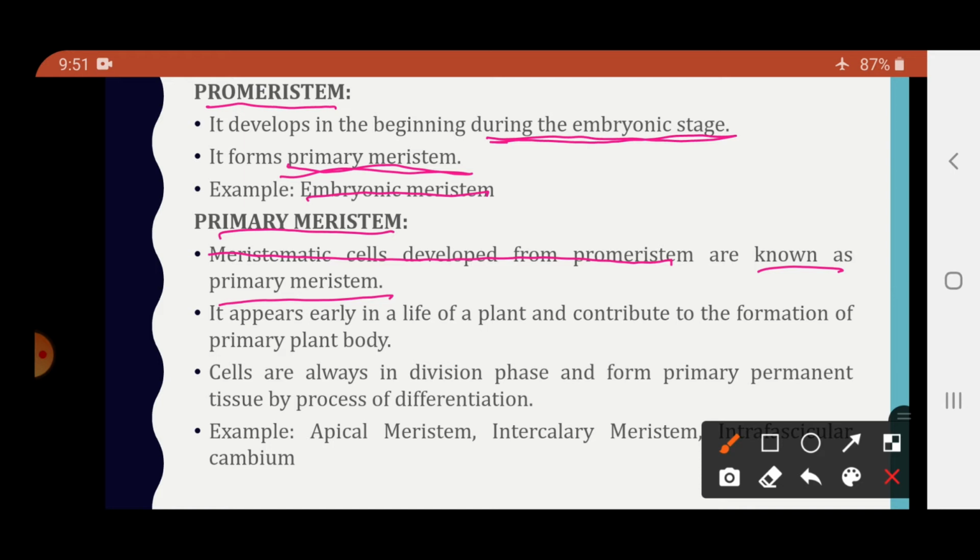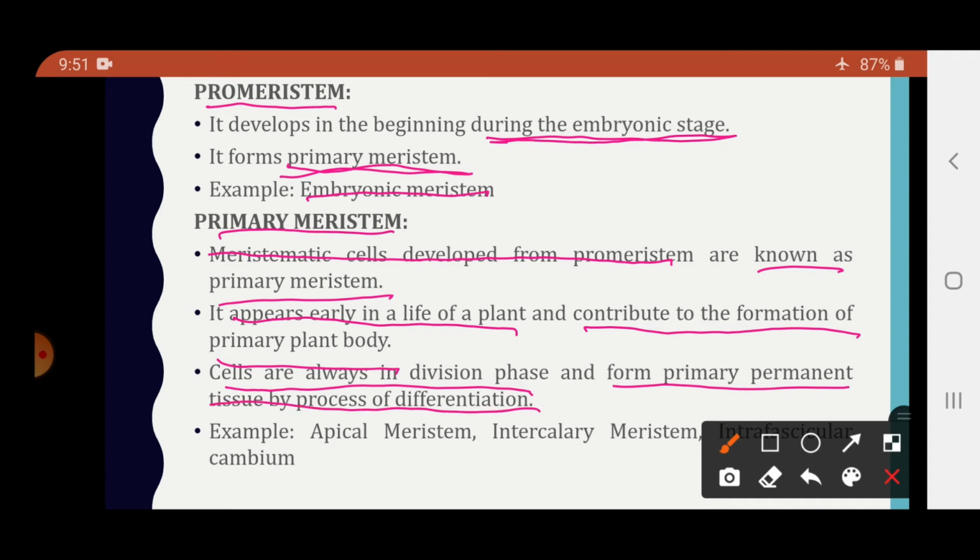Now what is the function of the primary meristem? So basically first of all keep in mind that it appears early in the life of the plant. So जब plant का development हो रहा है वो टाइम पे जो मेरिस्टेम होता है that is the primary meristem and it contributes to the formation of the primary plant body. यानी general plant body, root है, stem है, leaves है, ये सब formation में जो meristem use होता है that is called as the primary meristem. Cells are always in division phase and form the primary permanent tissues by the process of differentiation.